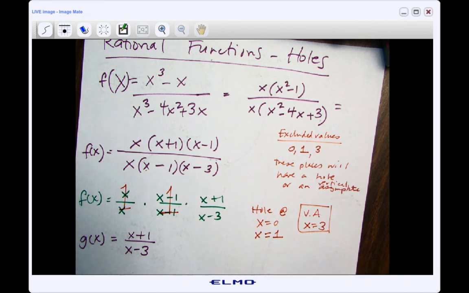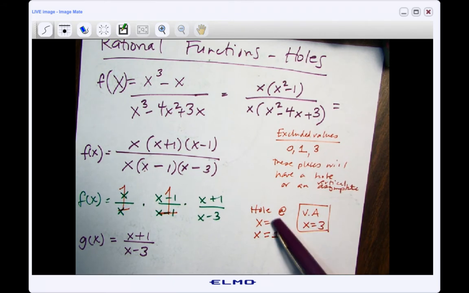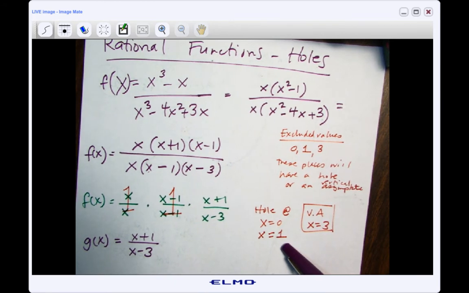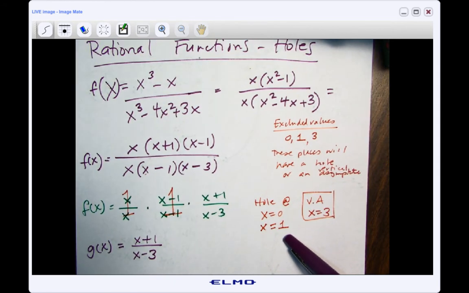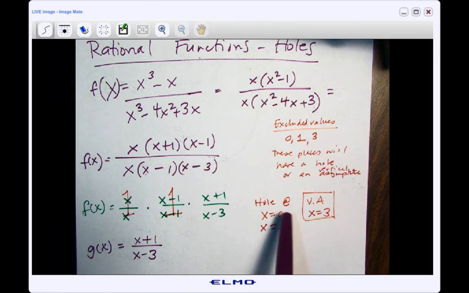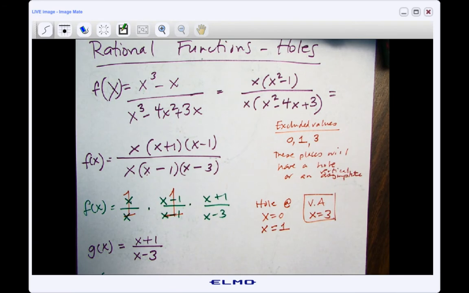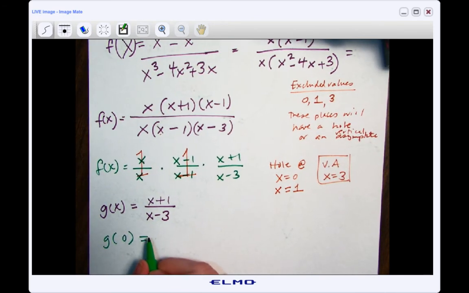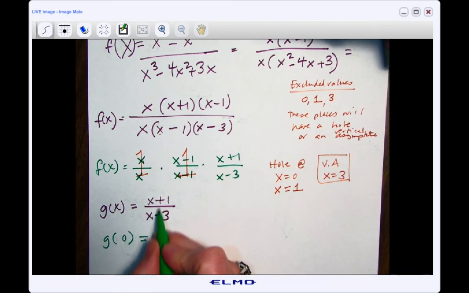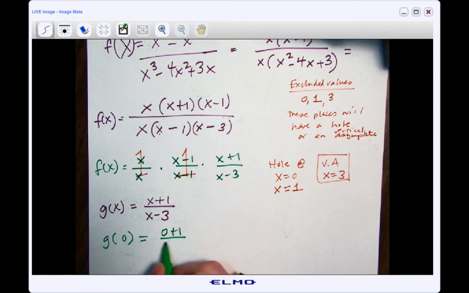Okay, so how do I find the hole? Well, we already said the x values are 0 and 1. And if I want to find y values of a function, what do I do? I plug in the x values. So in order to find the dependent variable, I plug in the independent variable. So what do I need to know? I need to know what g of 0 is. And what does that mean? It means put in a 0 everywhere I see x.